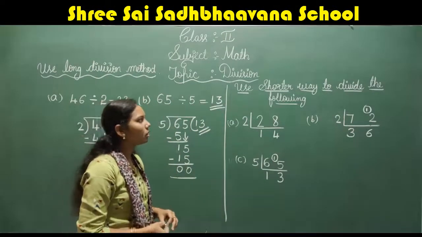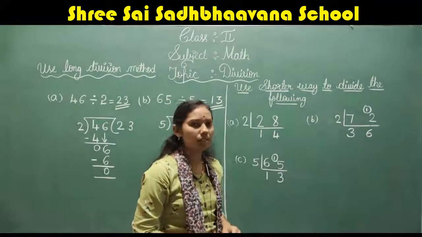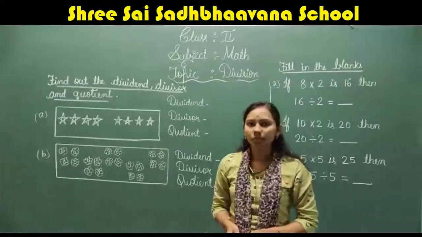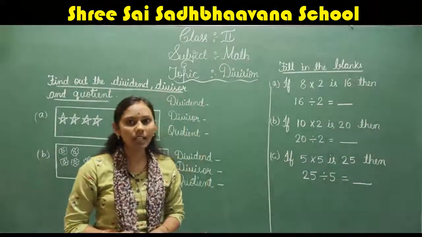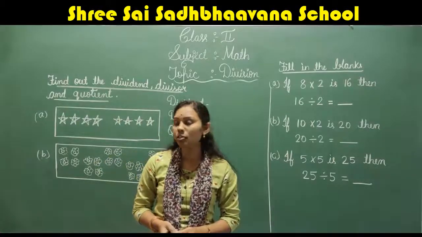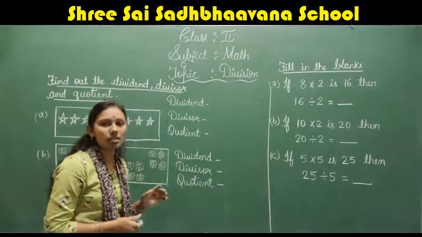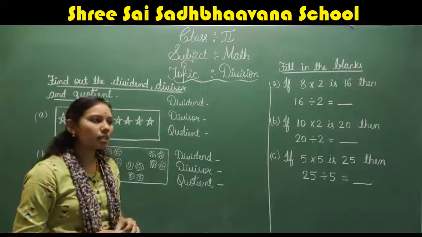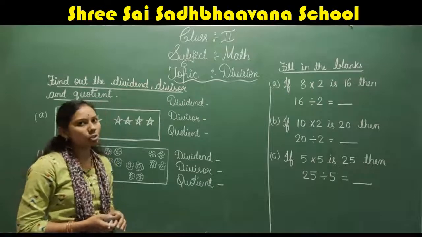Understood how to do the shorter way method? Yes, I hope you understood. Children, now let us find out the dividend, divisor and the quotient from the given picture. Let us see how to find out the dividend, divisor and quotient.